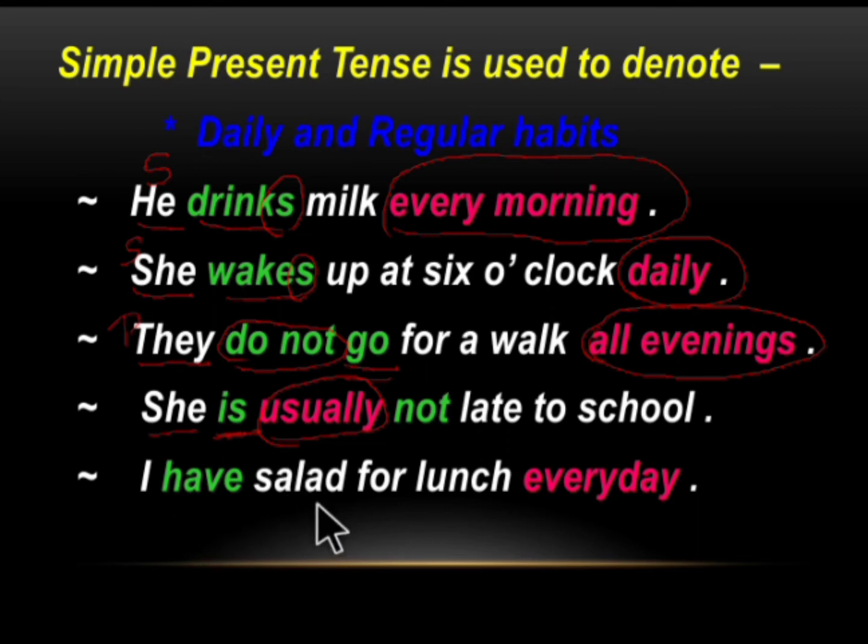I have salad for lunch every day. Every day refers to the regular work, routine. I is the subject, and I have already told you I should be considered as a plural subject. So this is a plural form, and this have we use for a plural subject. Here have is actually an auxiliary verb, but here in simple present tense, we use it as a main verb.